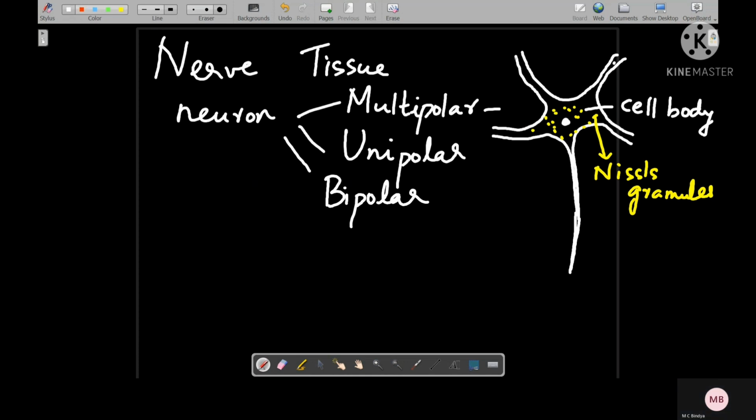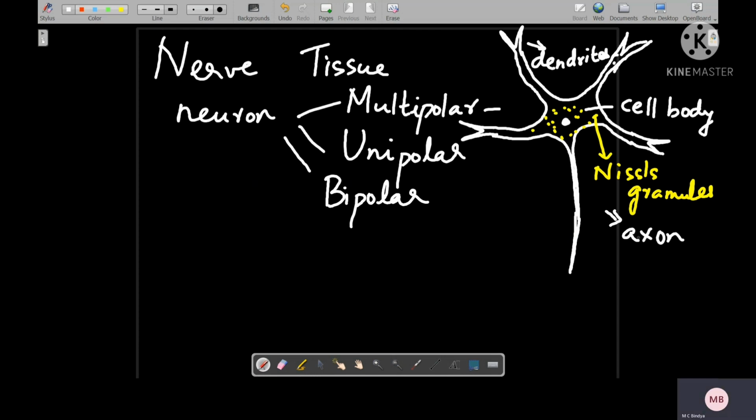And the dendrites are branched. These dendrites receive the information. They receive the information from the brain and the spinal cord. These are called dendrites. After receiving the information through the dendrites, the information in the form of electrical impulses will pass on to the cell body. Then the impulses will travel along the long process, which is called axon. This is called axon.